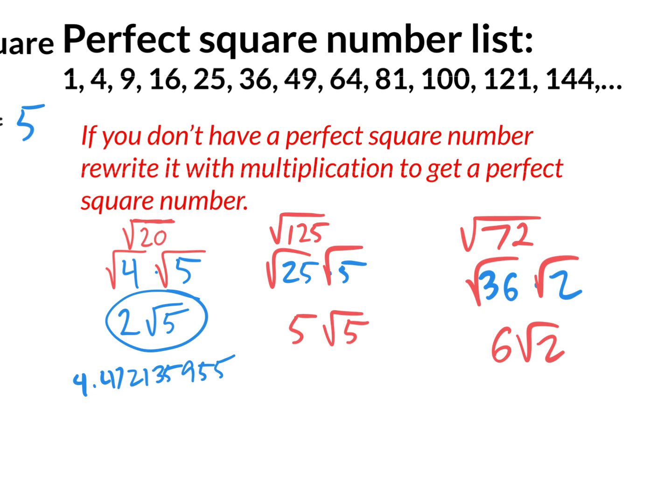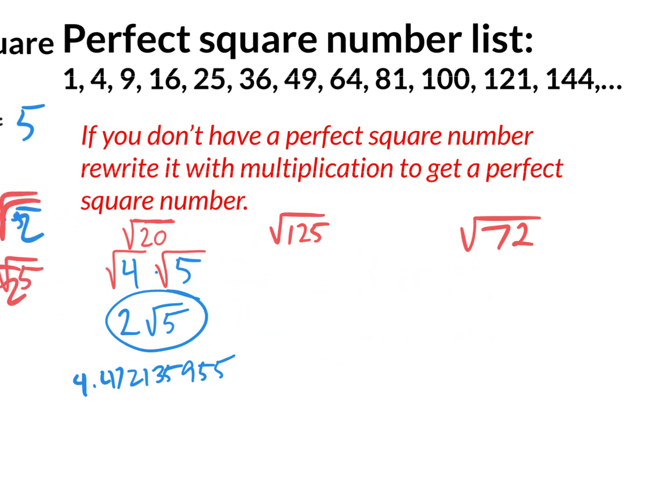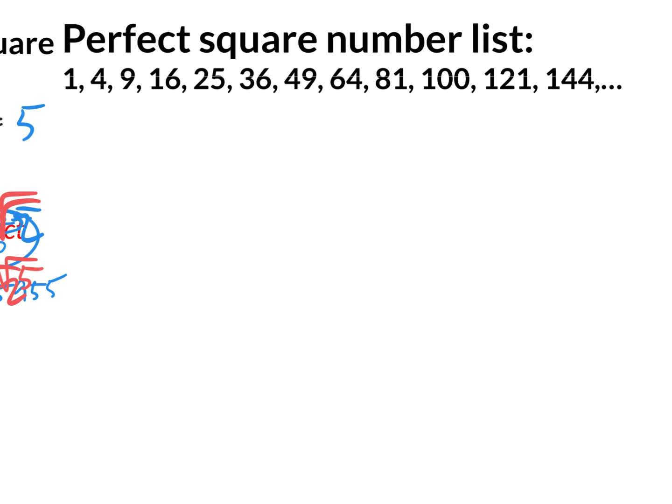All righty. What if, let me move all this stuff out of the way, what if we had the square root of, let's say, 22. Square root of 22. First of all, 22 is not a perfect square number. Could I rewrite it with multiplication to get one of these perfect square numbers? 4 times 11 is 44. No. 4 times 3, no. You can't, right?